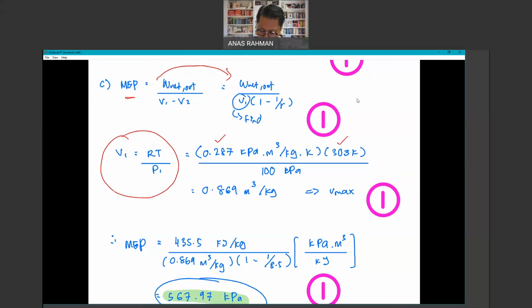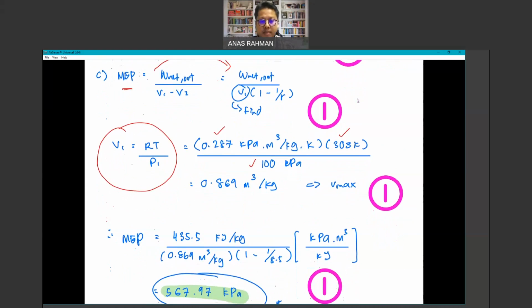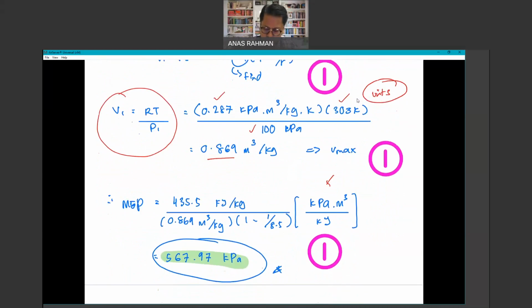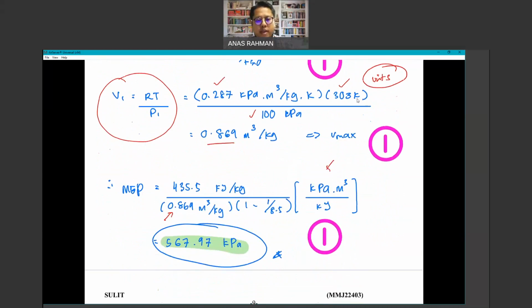We can find this from the table. We know what T1 is and we know what P1 is. So substitute, and make sure units are written. If you did not write down the units over here as well as over here, marks will be deducted. So from here, you can substitute your V1 over here. You have all the other information, R for example, and also the W net from before. And this is the unit conversion. If you did not write down the units, then you will forget the unit conversion. That's why your answer will not be in kilopascal.